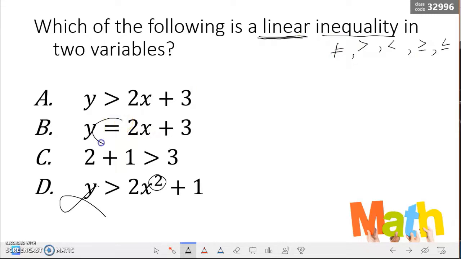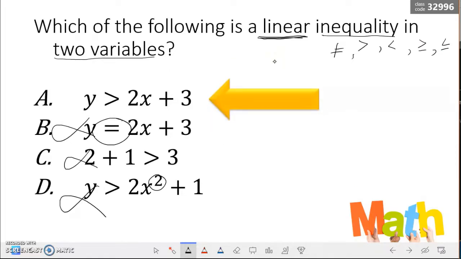This one has an equal sign, so it is an equation. In two variables, you should have your x and your y, or any variables, as long as there are two variables. Your letter C has no variables. So, automatically, our answer is letter A. Letter A would be our correct answer.